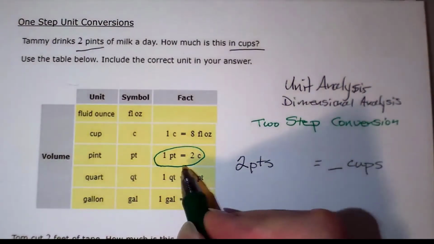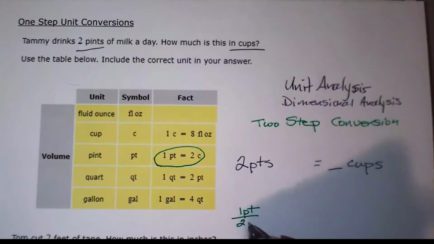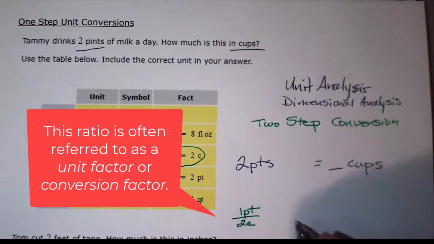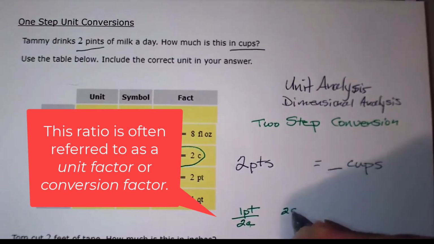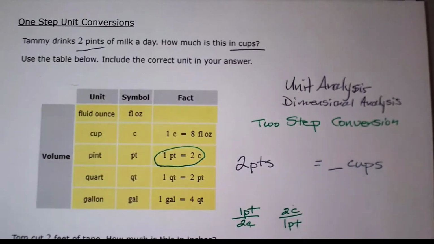What I want to do is make a factor. If 1 pint equals 2 cups, I could say 1 pint over 2 cups, and that equals 1, because this divided by this gives me 1. Or I could say 2 cups over 1 pint equals 1, because this over this divided by this gives me 1. Anything divided by itself gives me 1.